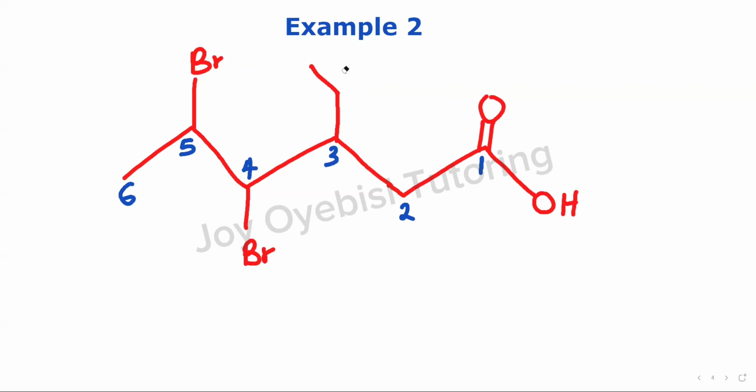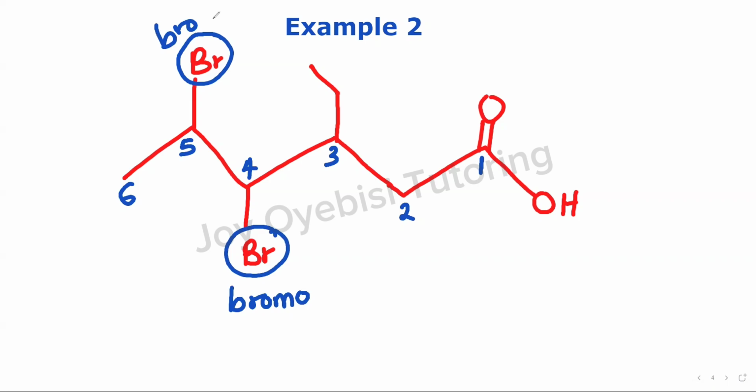The next thing after identifying your longest continuous carbon chain would be to identify your substituents and name them. So we have this and this, those are bromines. And bromine as a substituent is called bromo. So we have bromo and bromo as our substituents located at carbon 4 and carbon 5.